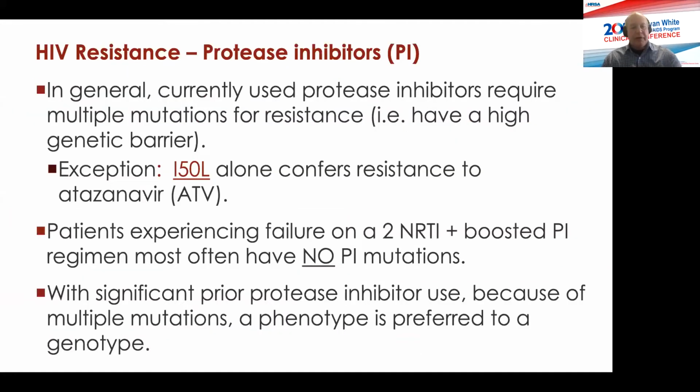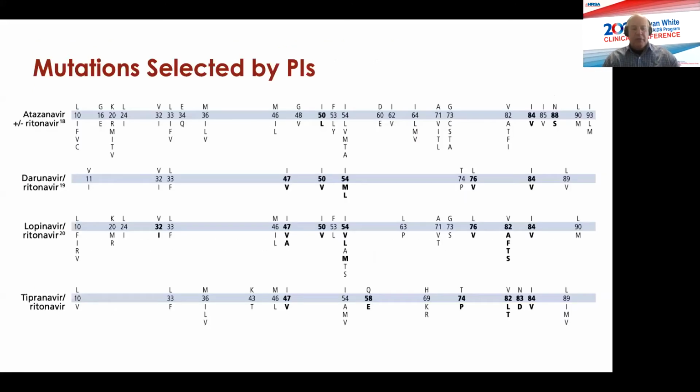And so for protease inhibitors, I've already said this, there is a higher barrier of resistance, a higher genetic barrier. There's the I50L for atazanavir, but otherwise it takes more mutations to cause problems. And here you can look at this on the IAS-USA website.